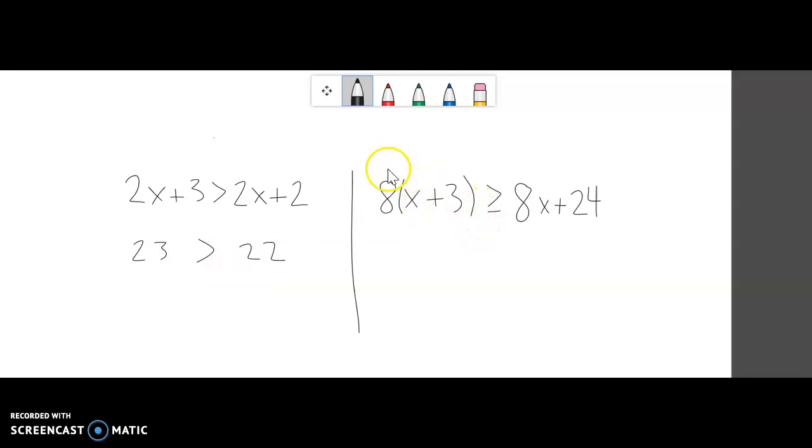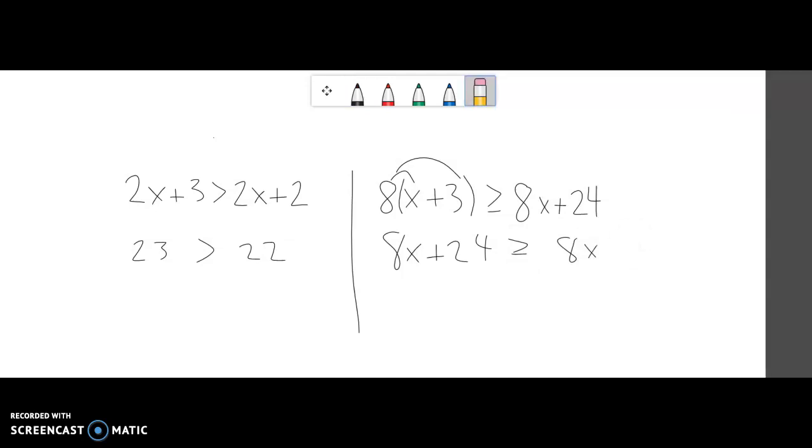Let's go ahead and move on to this one. I threw distributive property in here just for fun. Practice. 8 times x is 8x. 8 times 3 is 24. And then the other side, go ahead and rewrite it. Make that a little better.